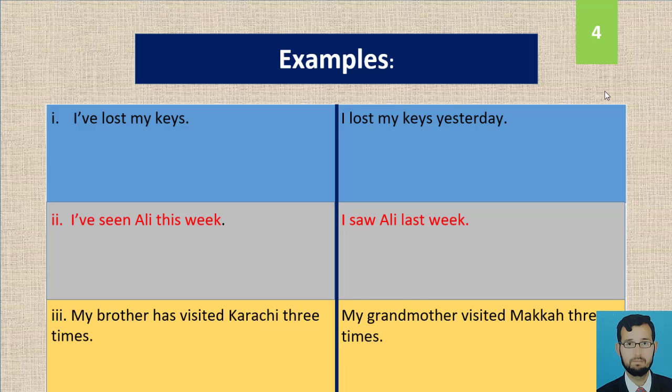Both the present perfect and the simple past are used to talk about finished actions. The difference is that the present perfect indicates some connection with the present. The simple past does not indicate a connection with the present.